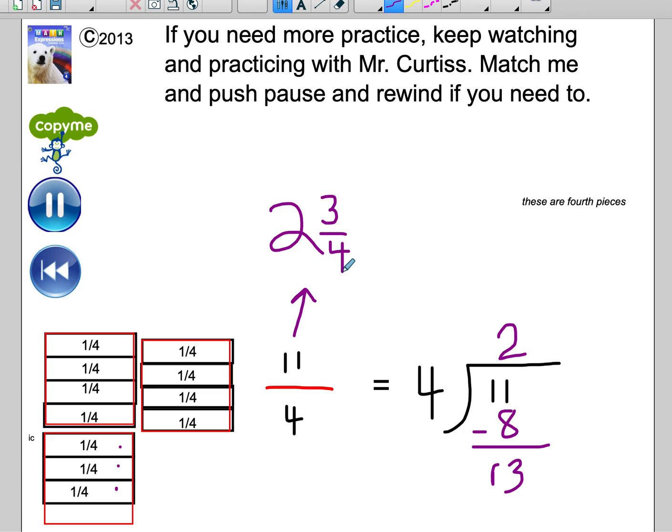So if you need to go back to this video and rewind, we did a couple of examples. Hopefully this makes sense to you. You may send your questions to your teachers and rewind and play as much as you need to. This is a big concept, so we hope that you do your best. Good luck and bye for now.